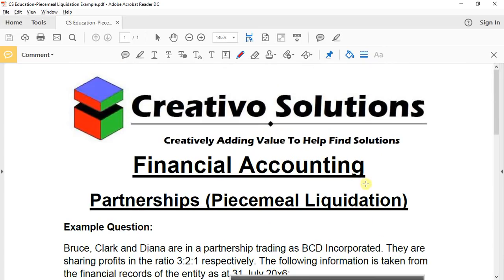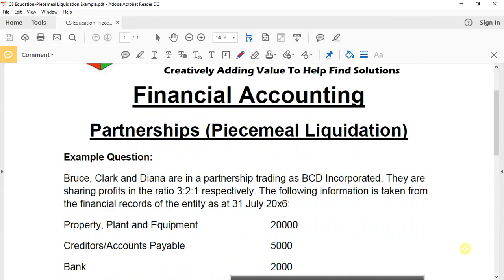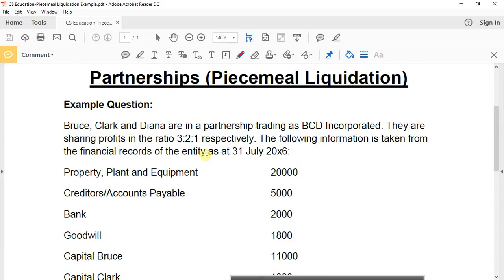Alright, so if we look at the top bit, the example question is obviously going to paint a picture. Okay, so we've got Bruce, we've got Clark, and we've got Diana. And they're in a partnership trading as BCD Incorporated. Okay, they're sharing profits in the ratio 3:2:1. Okay, that's very important.